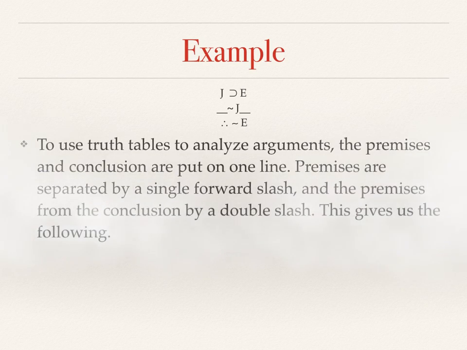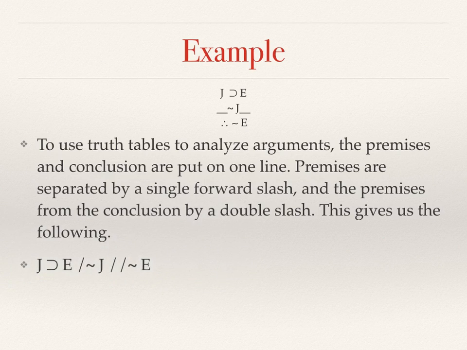So, to use truth tables to analyze arguments, the premises and conclusion are put on one line. Premises are separated by a single forward slash, and the premises from the conclusion by a double slash. This gives us the following. So we have done this already in earlier sections, but now it's going to become a little more important as we do truth table analyses of arguments. So we put the argument into one line. We have J implies E, not J, and the conclusion is not E.